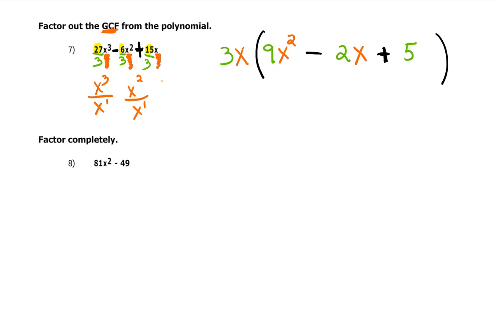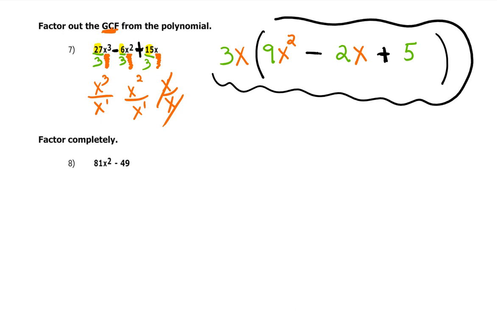And when you take this x and divide it by x, anything divided by itself just cancels out. So with that 5, there'll be no x, it's just a 5. And this is factored correctly. That's it. Okay, now for the next one.